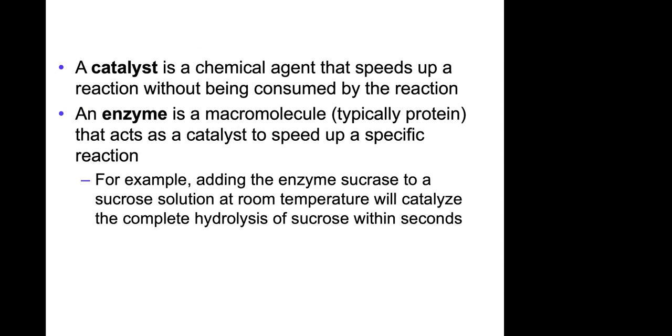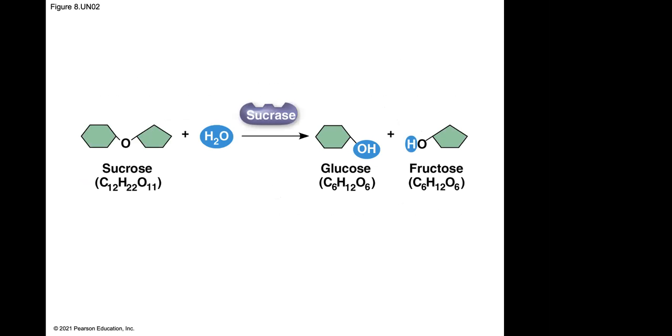A catalyst is a chemical agent that will speed up a reaction without being consumed by the reaction, meaning the catalyst never becomes part of the reaction. It will never become part of the product. An enzyme is a protein that acts as a catalyst. An enzyme is referred to as a biological catalyst, and the enzyme will speed up specific reactions. For example, adding the enzyme sucrase to the solution at room temperature will catalyze the complete hydrolysis of sucrose within seconds instead of waiting years and years for this to occur naturally. So here we have sucrose, the addition of water, the enzyme breaks it, and you have glucose and fructose.